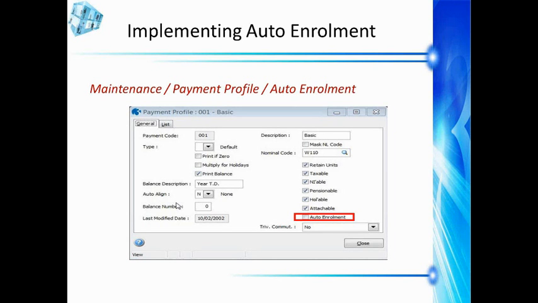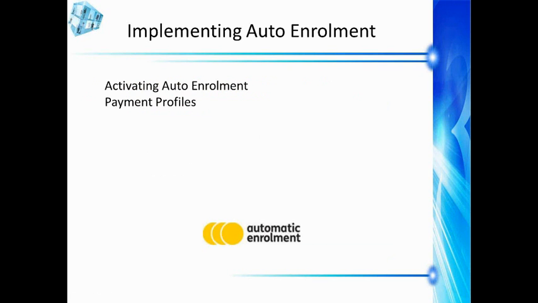Remember what we said: you've got to identify which pay elements build up to something called qualifying earnings. And qualifying earnings is pretty well anything that an individual earns. So it's going to be things like salary, wages, overtime, commission, bonuses, even things like statutory sick pay and statutory maternity pay. For each of those types, you need to tick this box here which says auto-enrollment. What that basically allows the system to do is identify which of those pay elements build up to qualifying earnings.